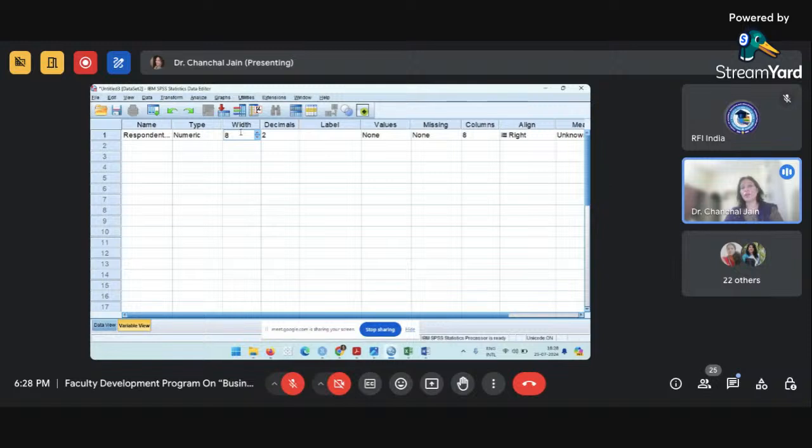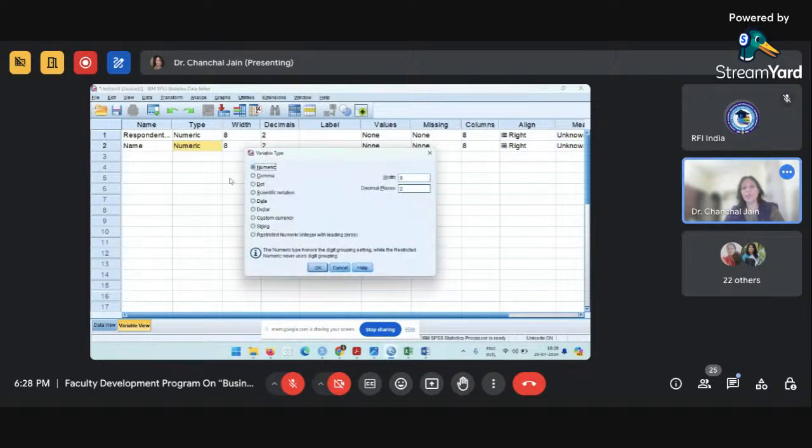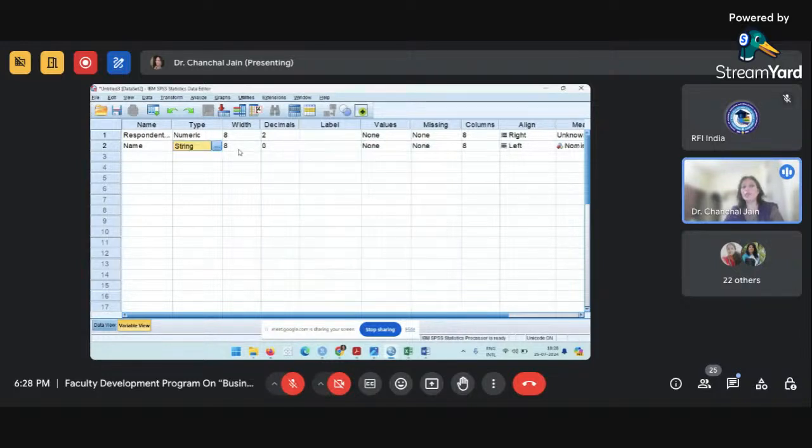By default, the value of width is 8, right? That means, suppose I'm creating one more variable here, that is name. Suppose I want to keep the names of the respondents in my data, right? So I have written here name of the respondent, or suppose name only, right? Now I can come to this and select the type as string and click on OK, right? Now in this case, there is a meaning of this width. What is the meaning? I'll show you in the data view.